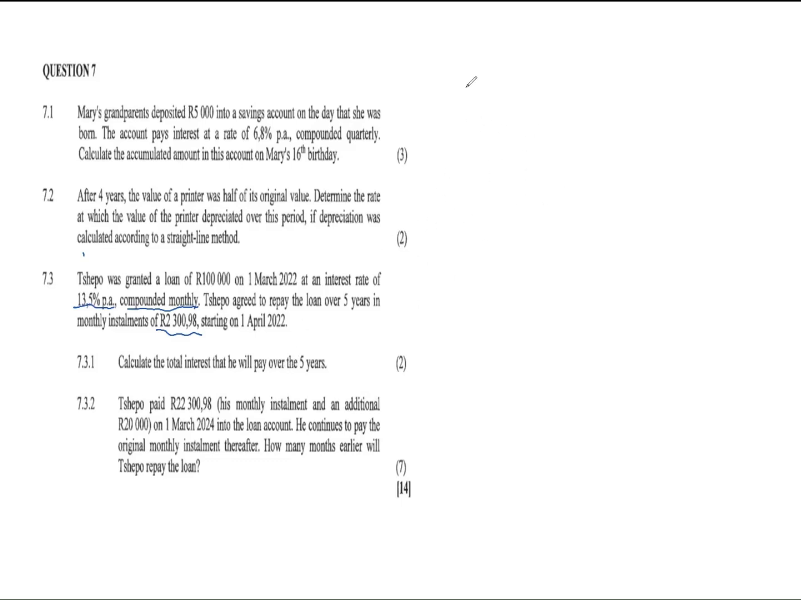So obviously, this is what we are going to do. For interest, we know that interest is simply n times x minus the present value, right? So the present value is the loan amount, right? But then this n represents the period multiplied by the monthly installments, right? So we are going to say 5 years, it's how many months, right?